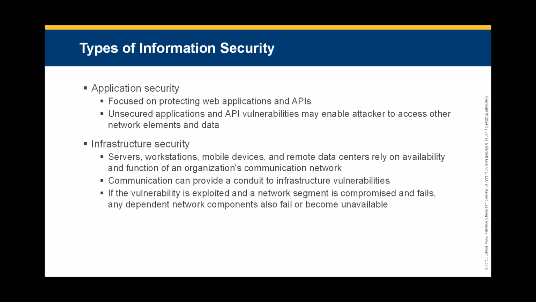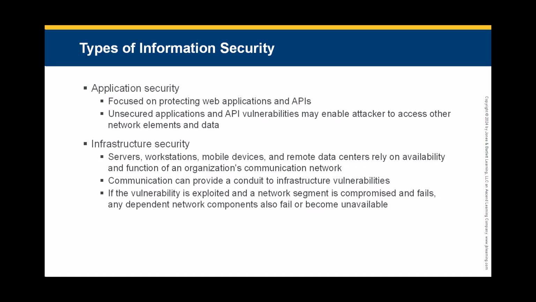The final bullet highlights an important cascading risk. If a vulnerability is exploited and a network segment fails, any systems that depend on that segment may also fail or become unavailable. For instance, if a core network switch or cloud region goes down due to an attack, multiple applications may stop working, even if the applications themselves are well designed.